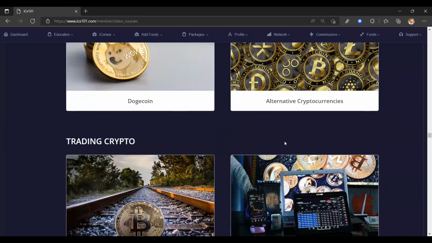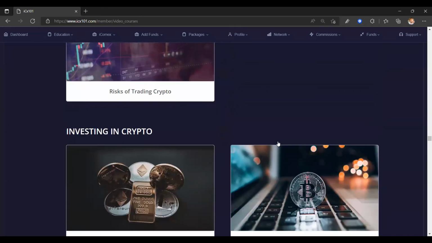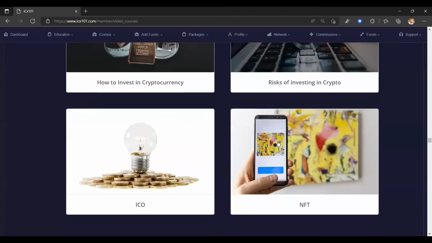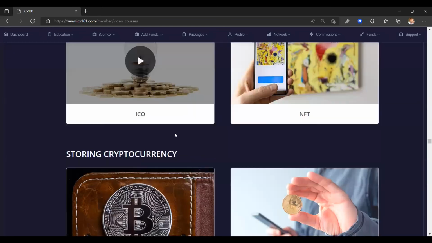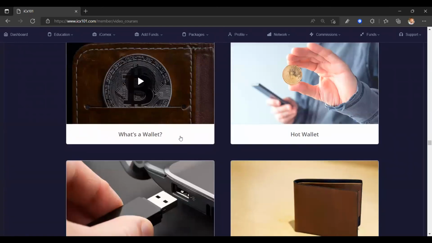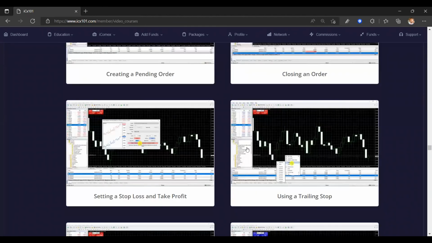You'll be hearing altcoin, altcoin, altcoin. It means alternative cryptocurrencies. Then, how to trade crypto? Investing in crypto, ICOs, NFTs, risk of investing in crypto, and so on. Storing cryptocurrency, cold wallet, hot wallet, and all those things. They are there for you.